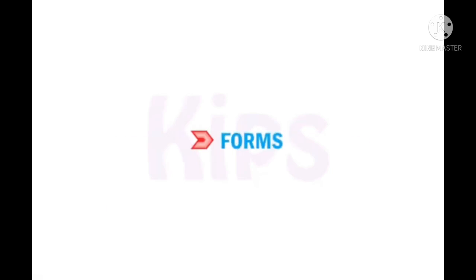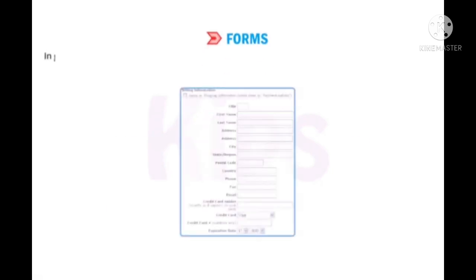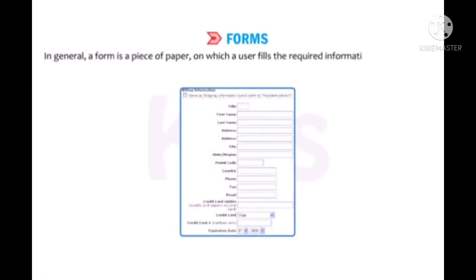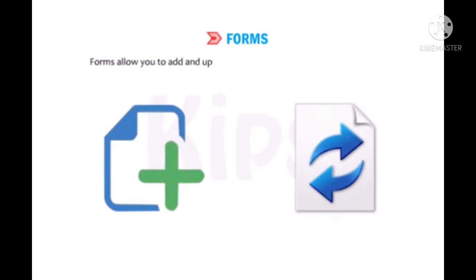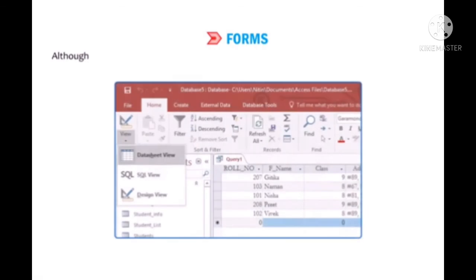Okay, let us understand what is a form. In general, a form is a piece of paper on which a user fills the required information in the specified field. Likewise, in Microsoft Access 2016, forms work quite similarly to it. Forms allow you to add and update data one record at a time in a table.